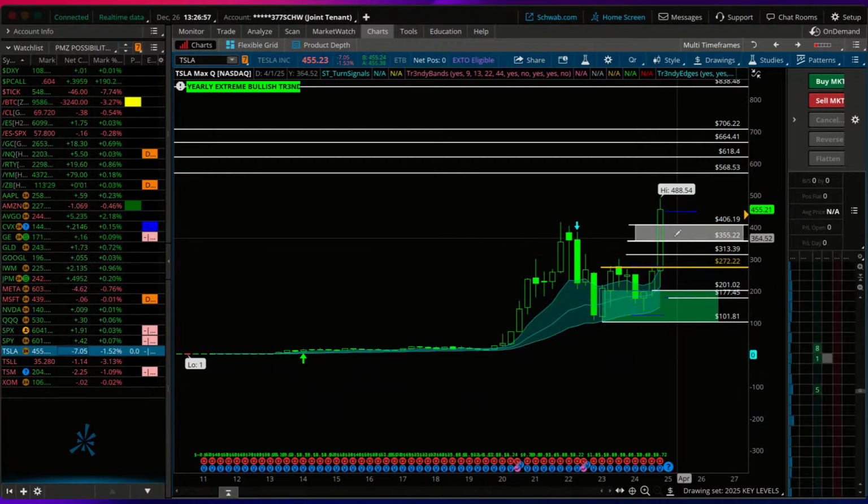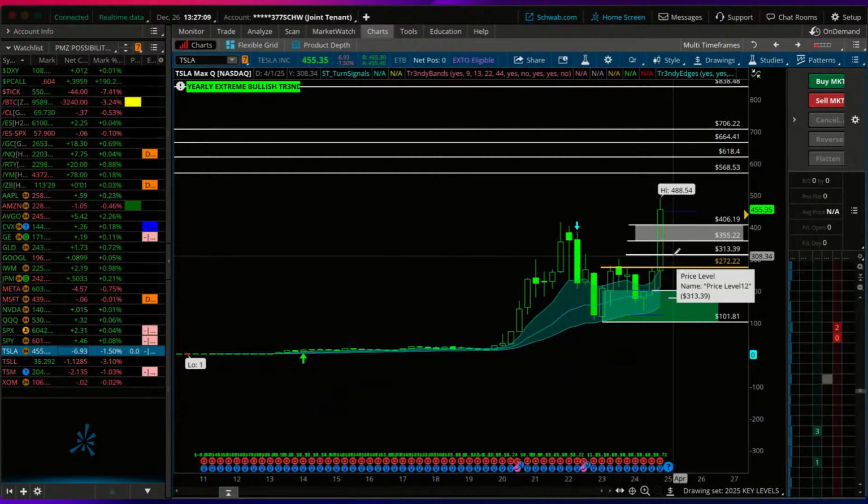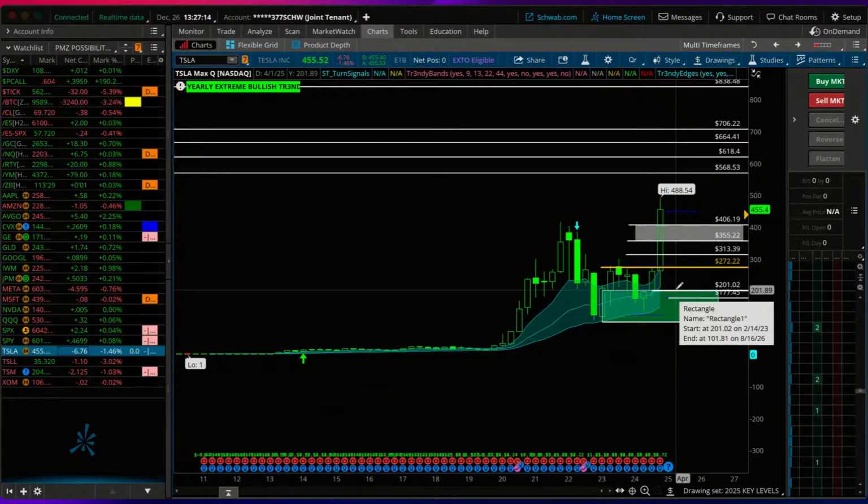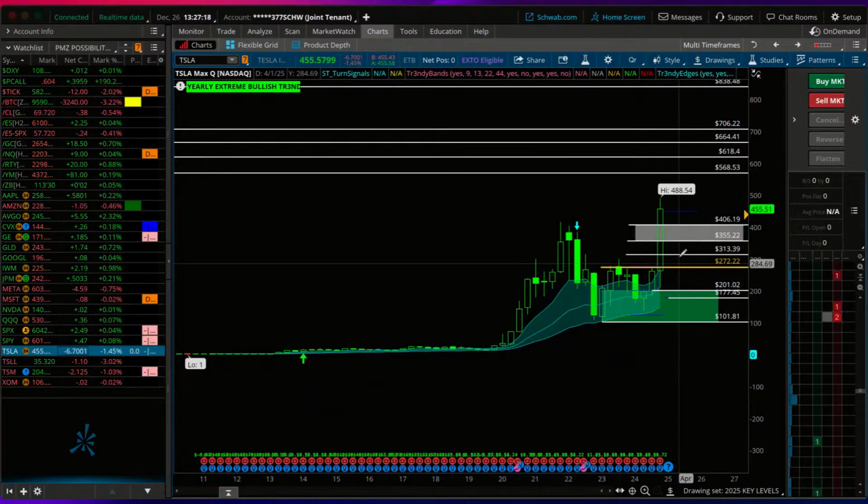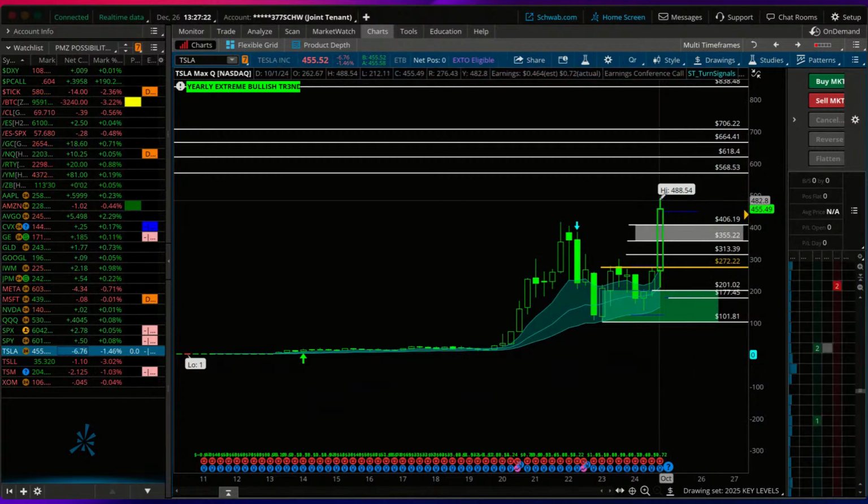Now, let's talk about the bull channel. The bull channel right now, 406 by 355. This is a buy the dip opportunity. I wouldn't go full allocation here. Rather, I would add at 313 and again at 272, saving some of my allocation for this demand zone. Above here, all-time high 488.54.